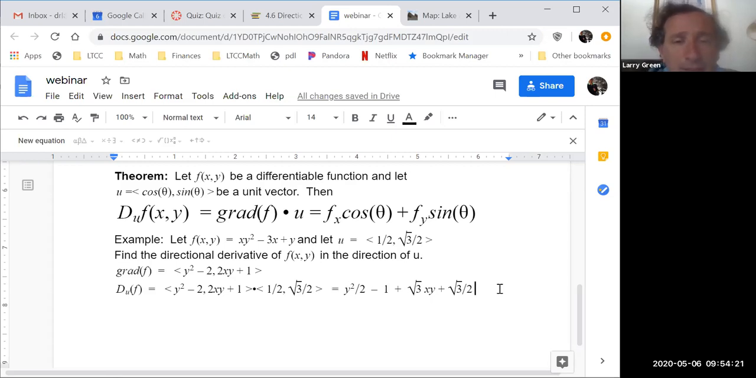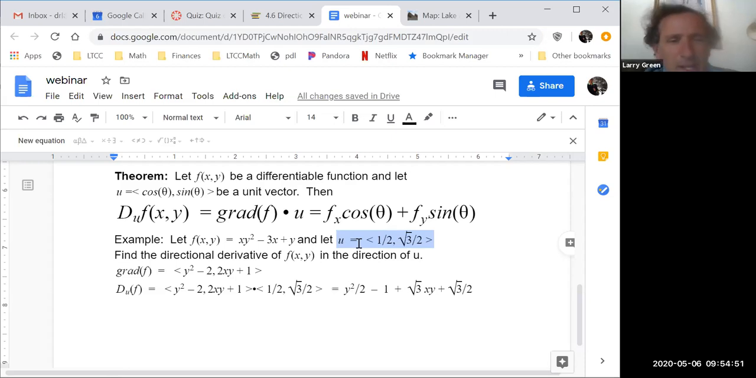A couple more things I want to mention, and that is if you're given a vector that isn't a unit vector, but you still want that direction, then it's really easy. You just take the vector that you're given and divide by the magnitude and then find it. And that still works. So it doesn't have to be a unit vector to find the directional derivative in it, but you need to find the magnitude to use this theorem, this formula. Any questions on that?